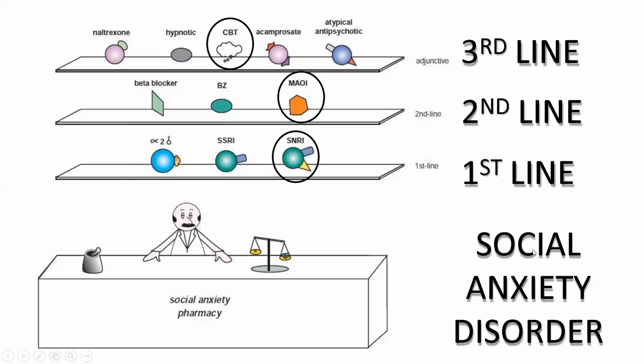The next one is social anxiety disorder. In social anxiety disorder, the worry is more than the fear, and that's why SNRIs are used more than SSRIs or benzodiazepines. Also MAO inhibitors are used as second line. And obviously in the third line we use adjunctive therapy, in combination with CBT, cognitive behavioral therapy.